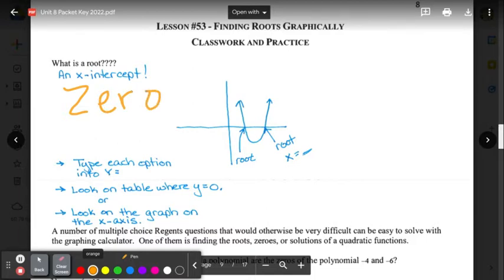It could be called a zero. So root, x-intercept, zero, all means the same thing. And here's my little picture. So if you look at the x-intercept, you would say the root is x equals whatever that number is. So pause this video. I'd like you to write the steps down because these steps are going to be used a lot to find multiple choice answers.